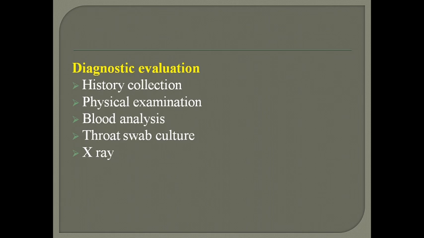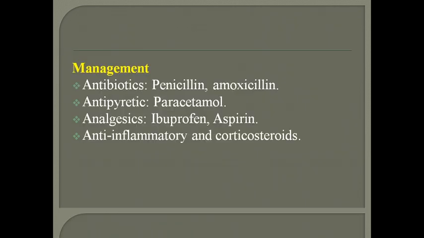Next, in the blood analysis, we have to go for the complete blood count to analyze the leukocyte counts. Next, in throat swab culture, we are going to culture the throat swab to identify the causative organism and to make a line of treatment. Next, in the X-ray, we are going to check the adenoid tissue.